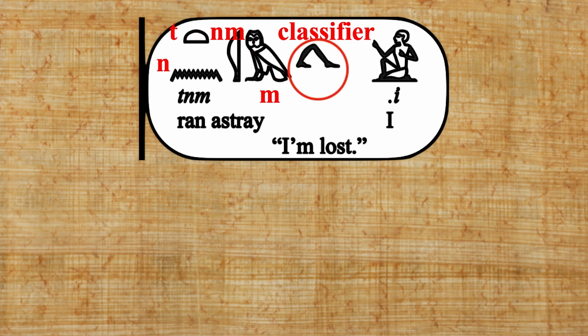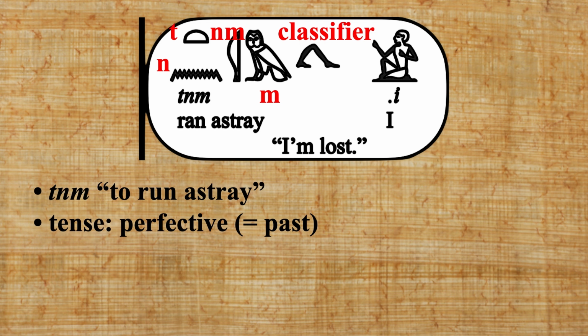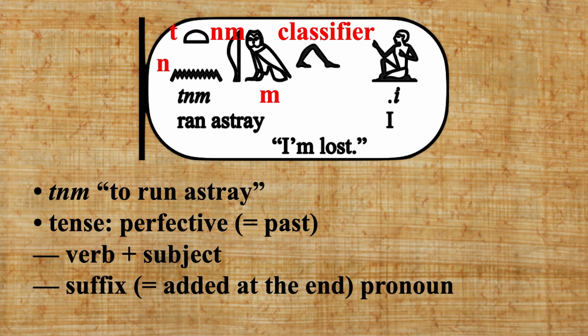Like most words, the verb tenem is followed by a silent sign called a classifier, in this case, a pair of walking legs. This particular classifier refers to the meaning of the verb, going astray. The tense used here is called perfective, and roughly corresponds to the English past simple. In this tense, the verb comes first, and is followed by its subject. Since the subject follows the verb, the suffix pronoun is used.